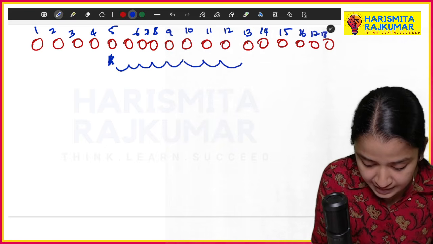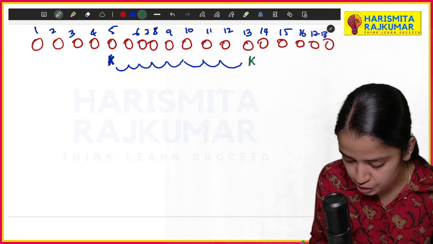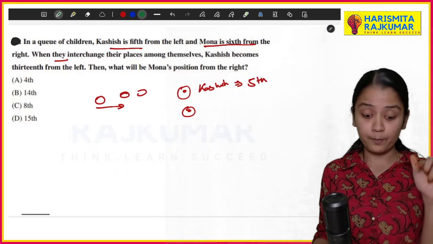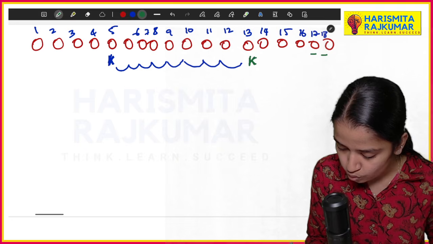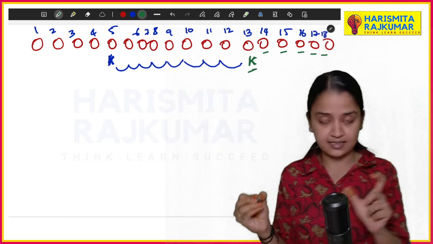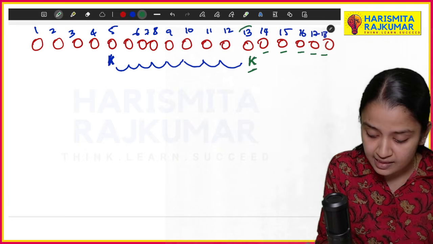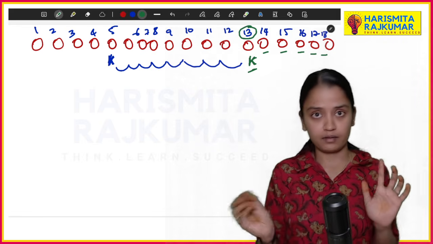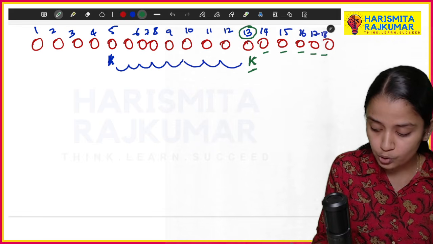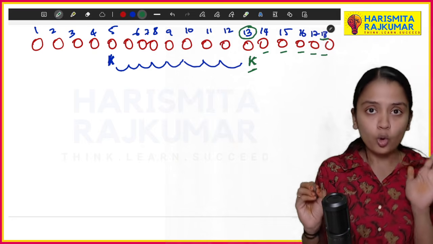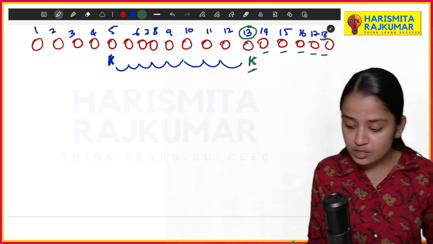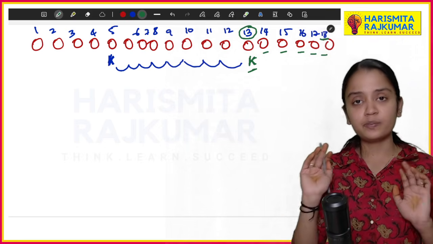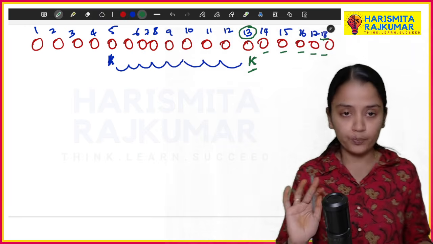So Kashish was initially here. After interchanging, Kashish went to the other side. Now when you check, Mona should be 6th from right hand side. 1, 2, 3, 4, 5, 6. Yes, she was initially in the 13th place. Now Kashish went there. Now you can see the total number, you can guess it is 18. I hope you understood. Suppose if it was 5th from right hand side, the total number should be 17.